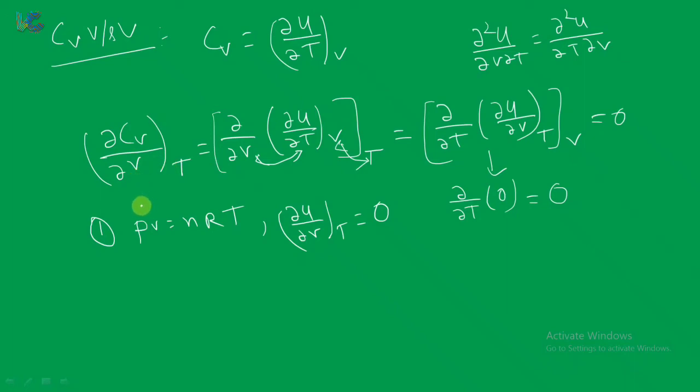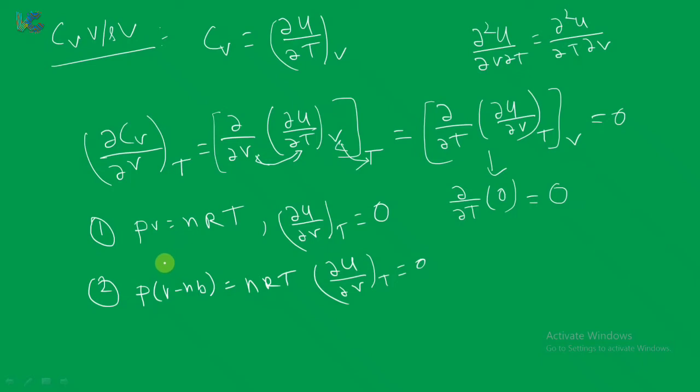This is for the ideal gas. Now you know for the gas P(V − nb) = nRT, for this gas also, ∂U/∂V at constant T is equal to 0. This you know. So if you put it in again here, you will get ∂Cv/∂V at constant T equal to 0. So for the ideal gas and for this gas, ∂Cv/∂V at constant T is equal to 0. That means there will be no change of Cv with respect to V at constant temperature for these two gases.